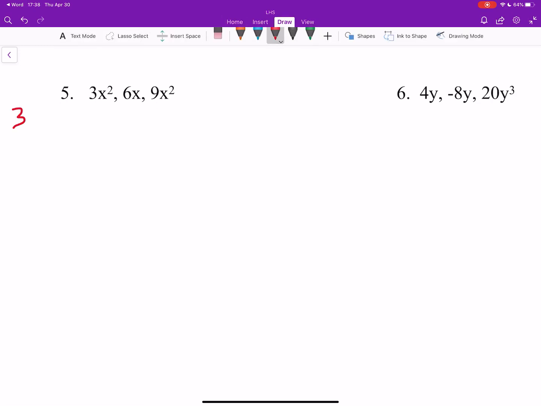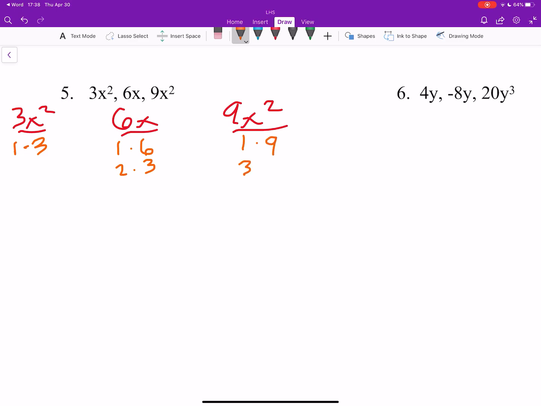So again, I like to just rewrite everything to kind of spread it out. So 3x squared, 6x, and 9x squared. And we're going to find the factors of each. So with 3, we already know it's 1 times 3. I'm just looking at the numbers right now. With 6, 1 times 6, and 2 times 3. And with 9, 1 times 9, and 3 times 3. And that's it, thankfully not too much.